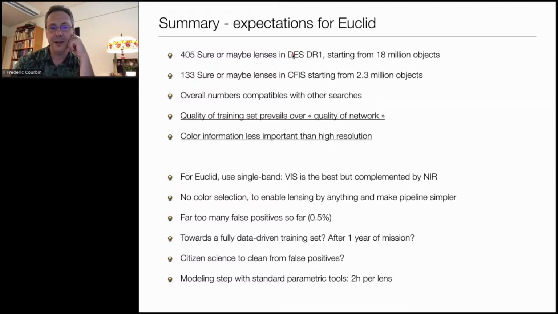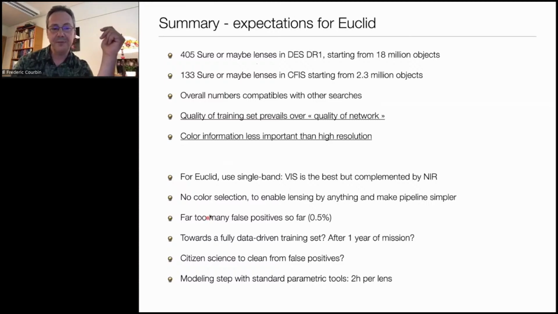And if we compare our Cepheid and the ES results, of course we have more objects in the ES, but usually the fraction of objects we classify visually after the CNN as sure lenses is higher in Cepheid than in the ES. So that means that really high resolution prevails, not really the color information, which of course is useful in terms of deblending and in measuring photometric redshifts, for example, for your lenses and sources. But in terms of finding, it's really resolution that counts and the quality of the training set, which is why we think of slowly migrating from simulated training sets to data-driven ones, fully data-driven ones.